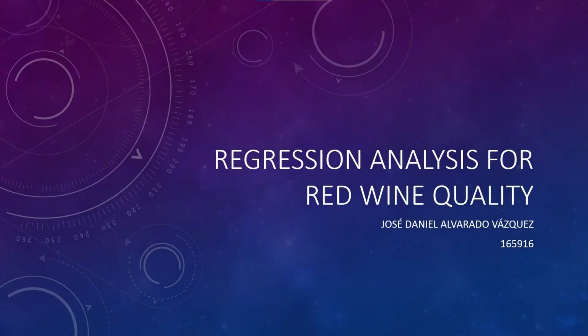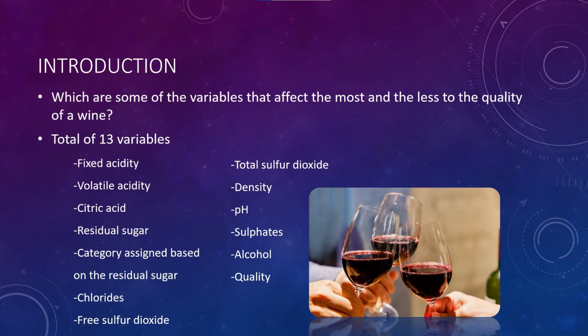Hello, my name is Jose Alvarado Vasquez, and I'm going to present my final project for Econometrics 1, which is a regression analysis for red wine quality. Wine has many variables that affect its quality, so it is interesting to know which are some of these variables that affect the mentioned quality the most or the least.